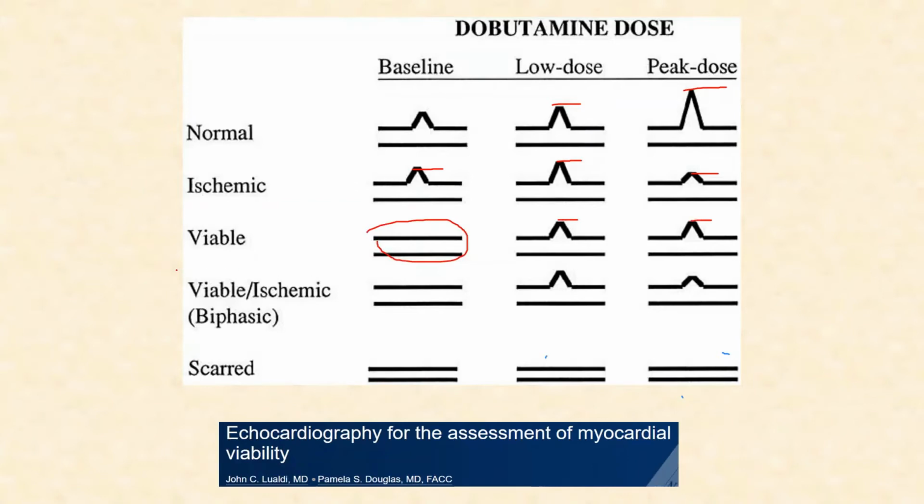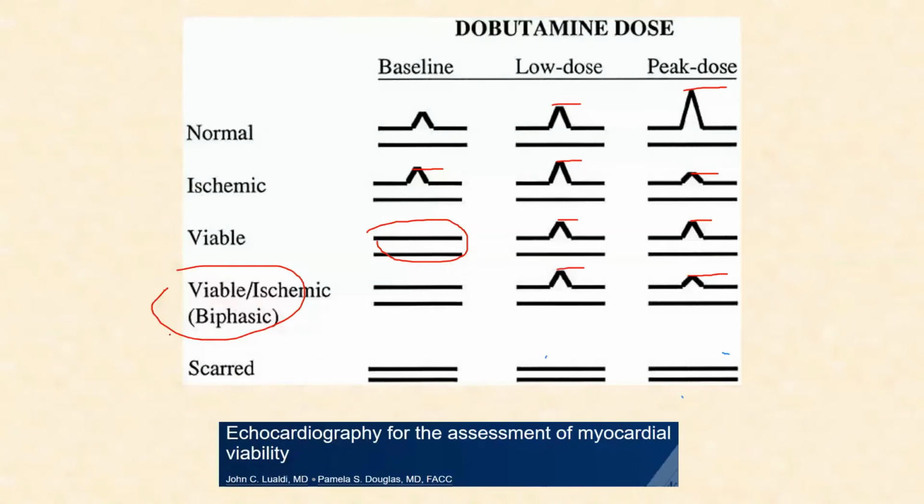Okay. Now, for viable and ischemic, it is akinetic at baseline, you give low dose, it's better. High dose, it goes low. Scar tissue is akinetic at baseline, remains akinetic at low dose, remains akinetic at high dose.